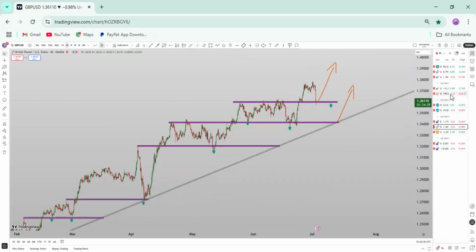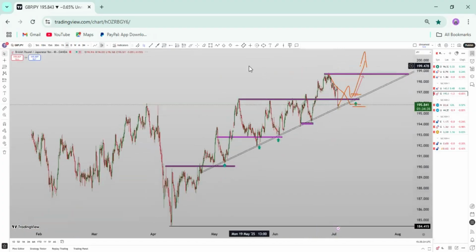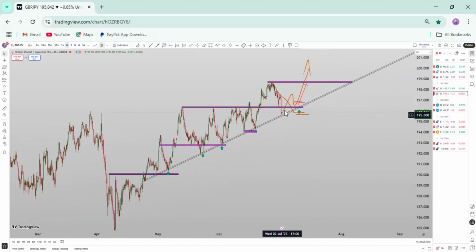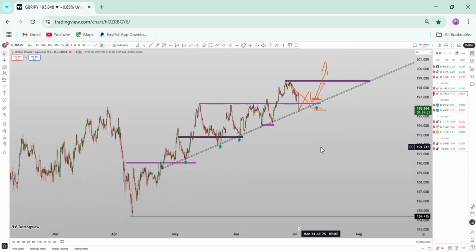And my last one is GBPJPY. I'm also expecting this market to break the trend line and retest, then I take the trade to the upside. So for this week, I have gold, I have GU, and I have GJ. Those three pairs are what I'm expecting to take this week.